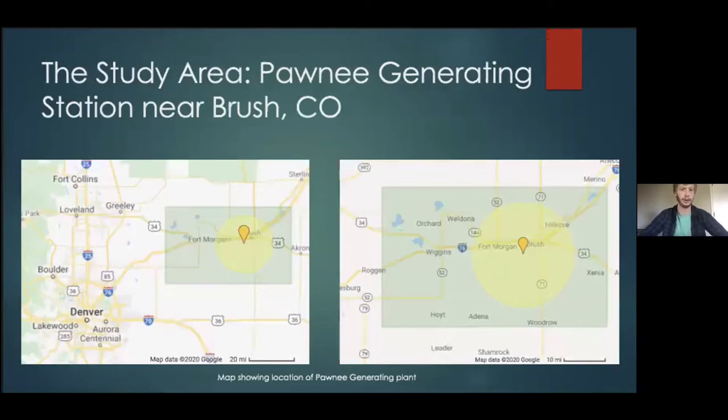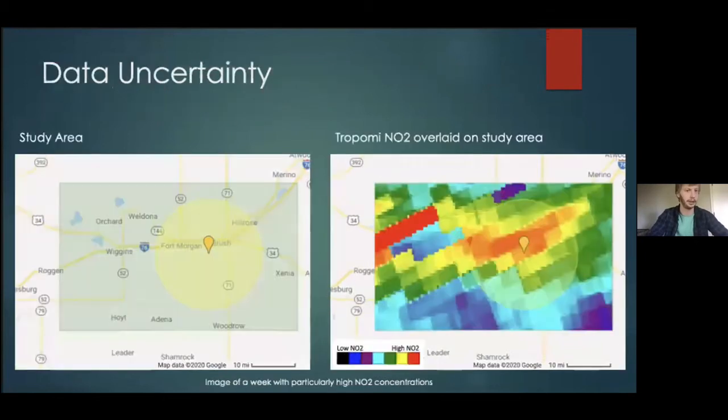So since Google Earth Engine is global, it's helpful to break it down to a smaller area. And the area that I chose was Pawnee Generating Station, which is in Brush, Colorado. And this is a power plant that primarily burns coal as well as other things. So it's got high concentrations of nitrogen dioxide that you can see here.